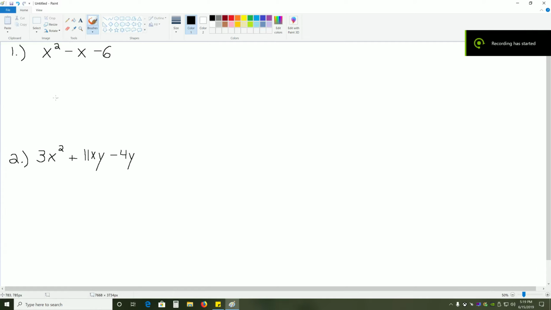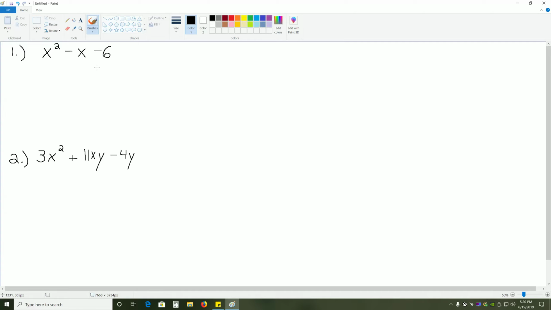For these problems, we're going to be factoring these two different polynomials. The first one will be a bit easier to go through, and the second one is more of an example that shows all the possible things that could come up when factoring.